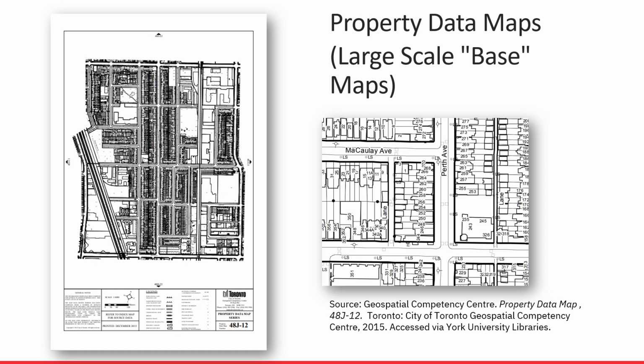This is an example of a property data plan located in the west end of Toronto and is very similar to the fire insurance plan. It records information for street addresses, building footprints, and property boundaries. Since the City of Toronto created it, this example shows the location of light standards, traffic lights, and even where the sewer holes are situated on the street. This map is available through York University libraries in both print and digital versions.